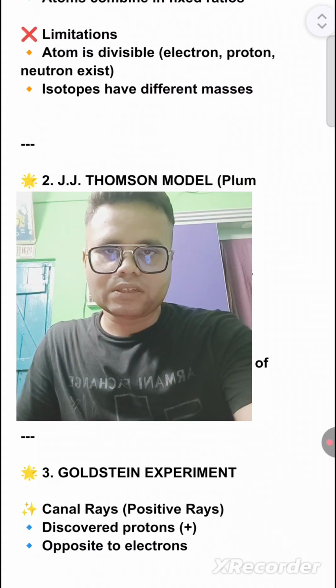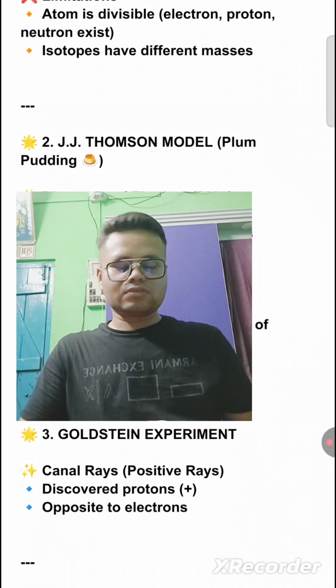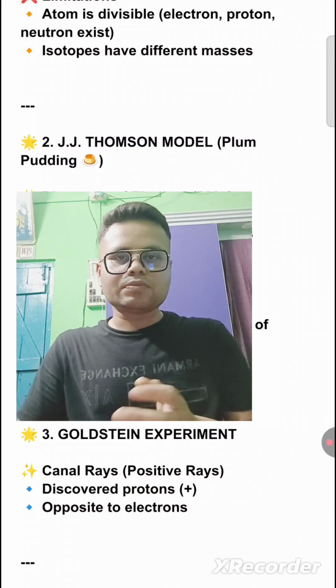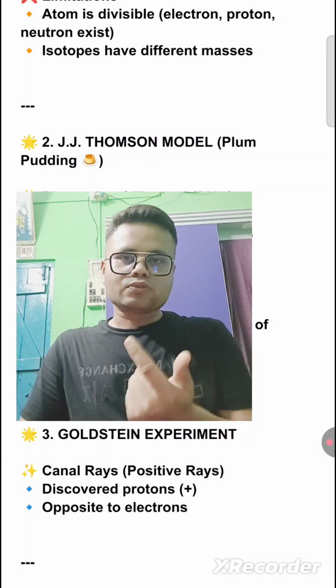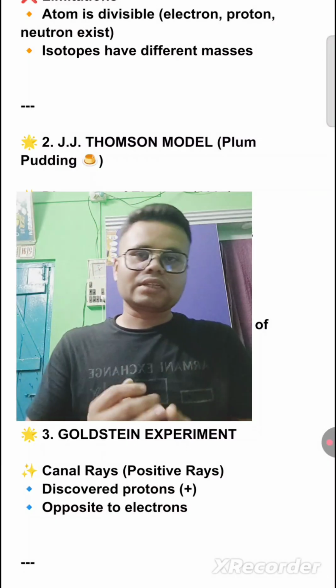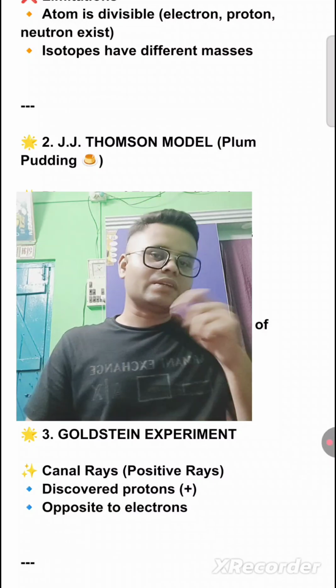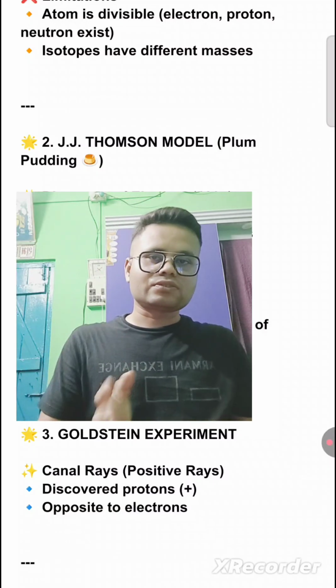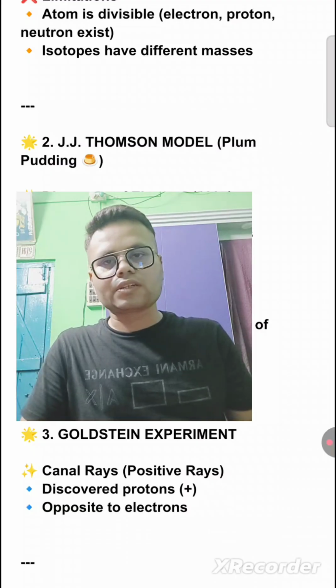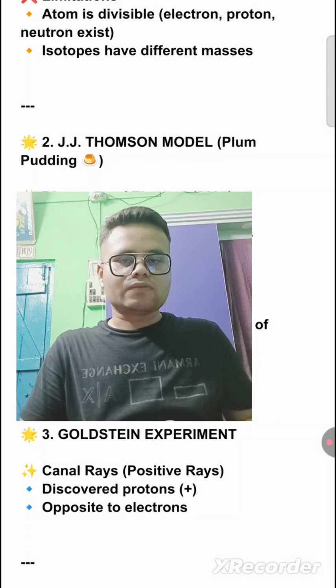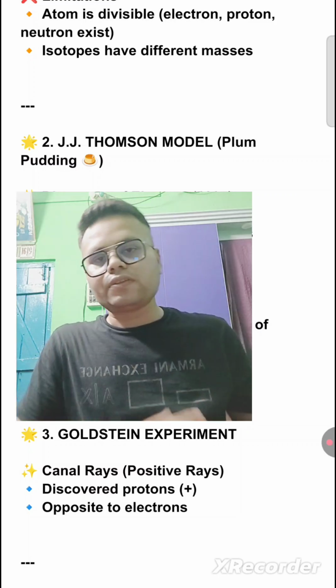So next, what are the limitations? The atom is divisible. Okay, what is the type of divisibility? Electron, proton, neutron, these three exist, and isotopes have different masses. If you're talking about isotopes, they have different masses. So these all come under the limitations of Dalton's atomic theory.